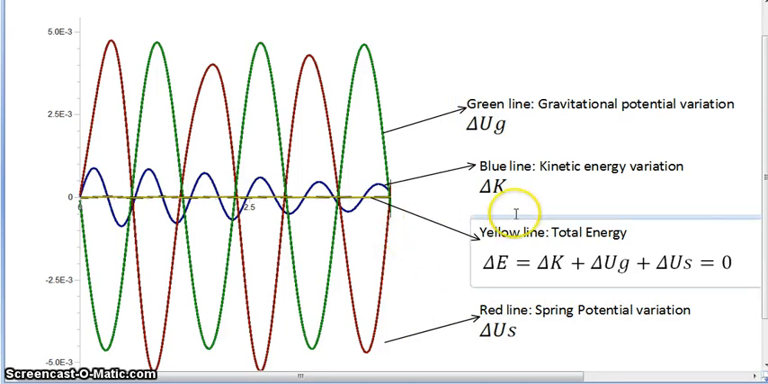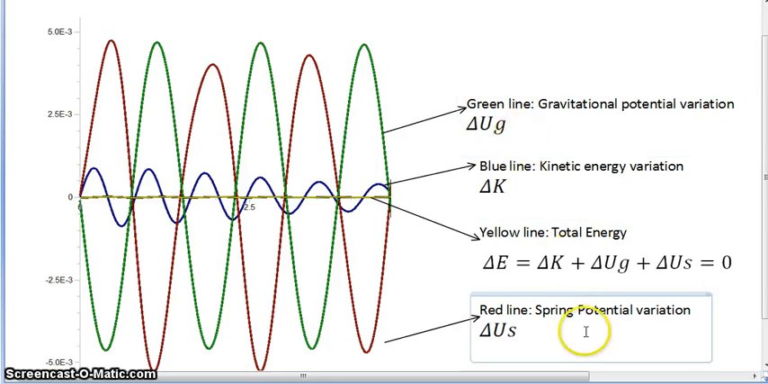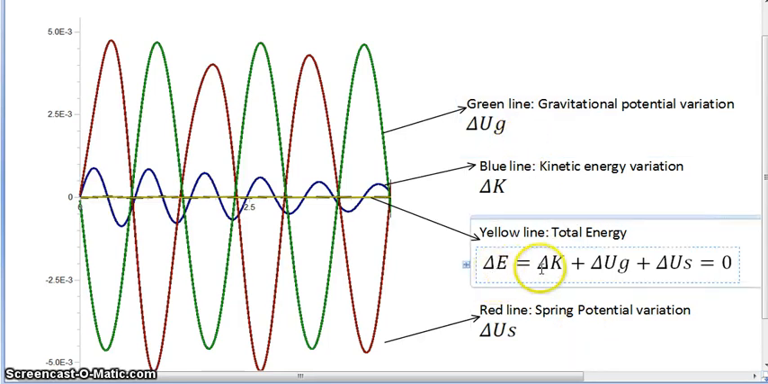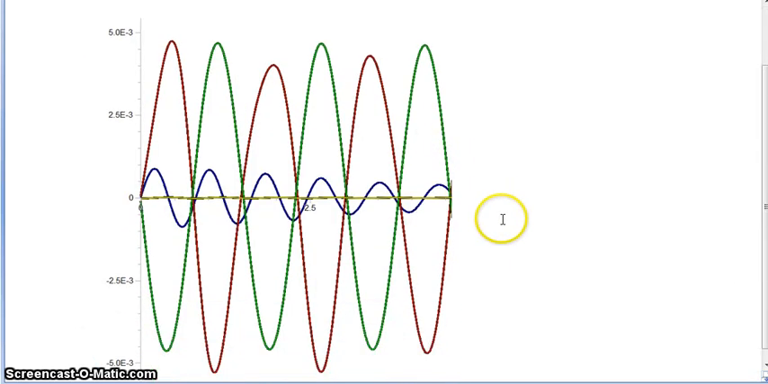As you can see, when the gravitational potential is at its max, the spring potential variation is at its lowest point. The total energy variation is equal to 0 considering our system of mass, spring, and earth. What does it mean? Is the energy principle satisfied? Yes, this principle is satisfied because the variation of energy is 0, meaning no energy transfer to or from the surroundings.